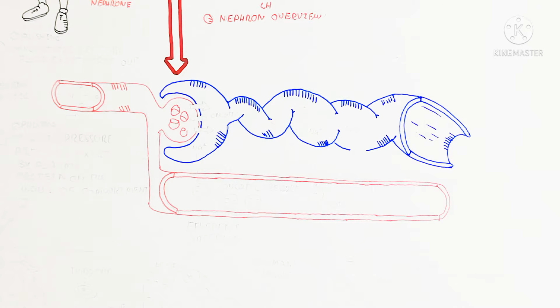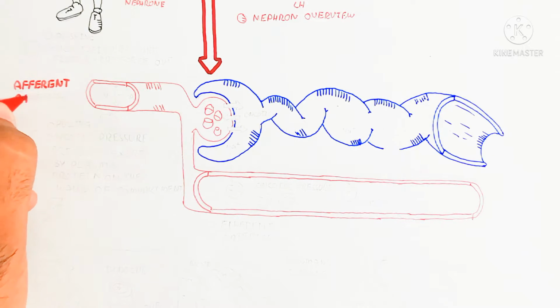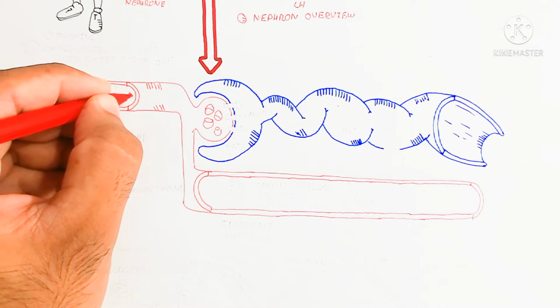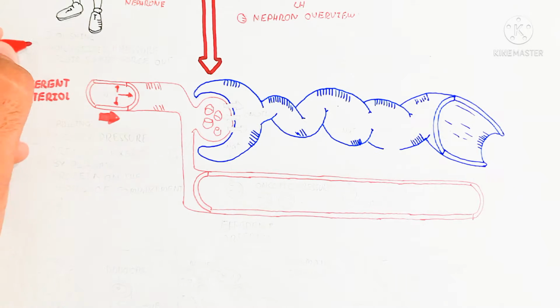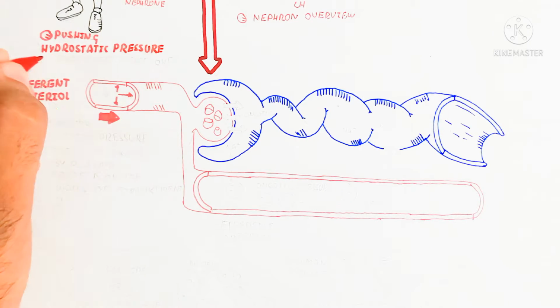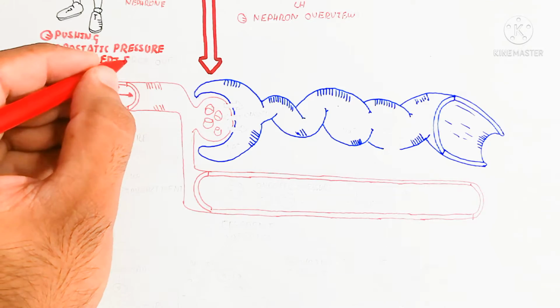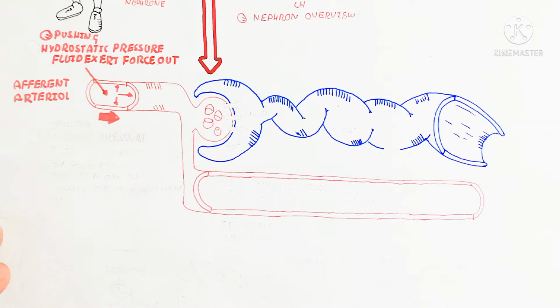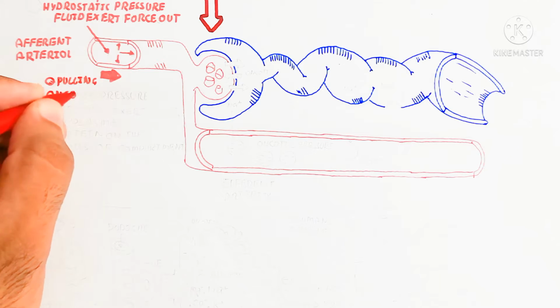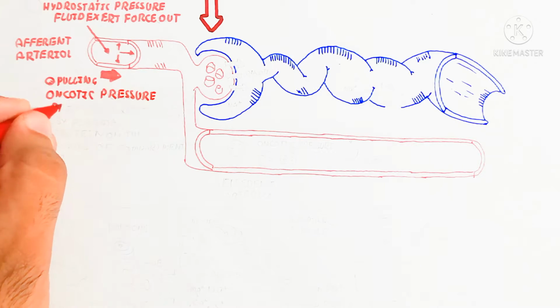So let's begin to understand. Here is the structure of the nephron. Basically, here is the afferent arteriole, which carries the blood containing waste products, and two types of pressure are used for the filtration. For pushing the waste out, there is the hydrostatic pressure, which is the fluid exerting force outward. On the other hand, another is the pulling force, which is the oncotic pressure.